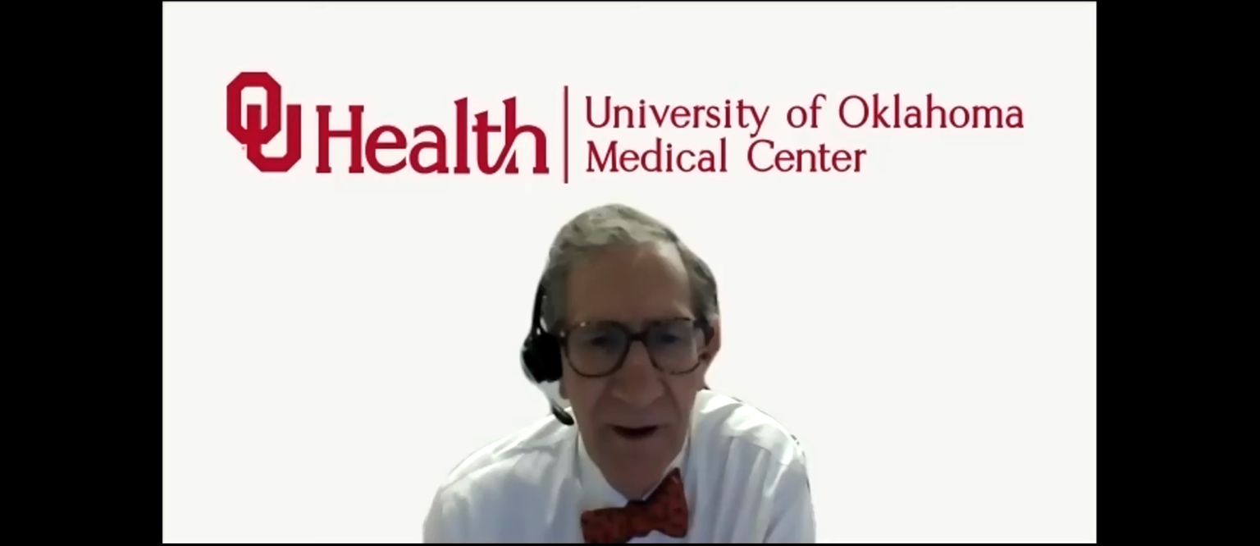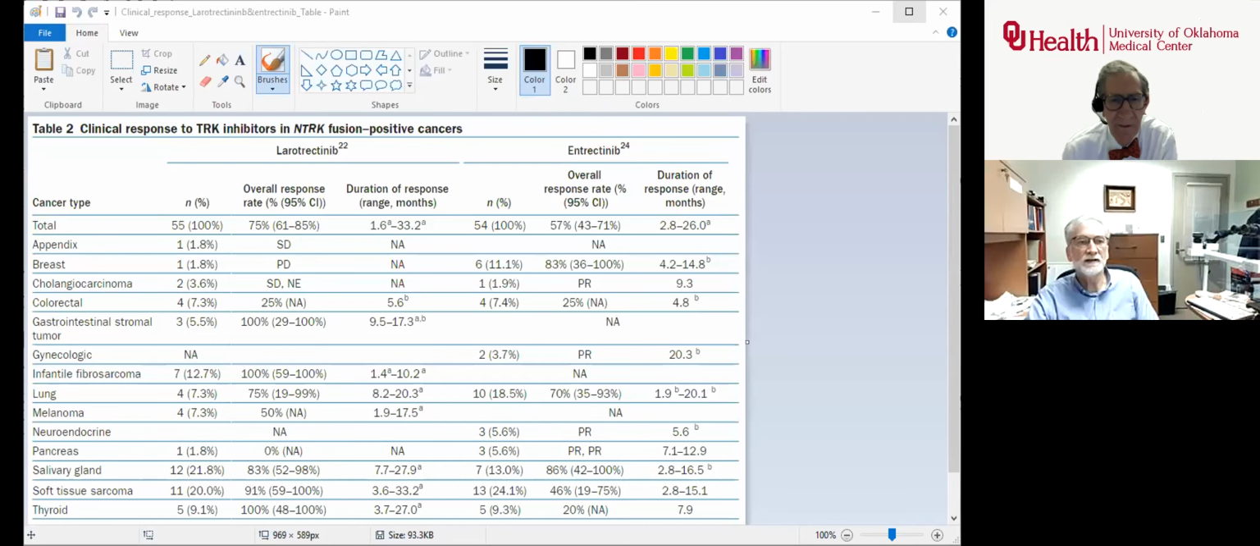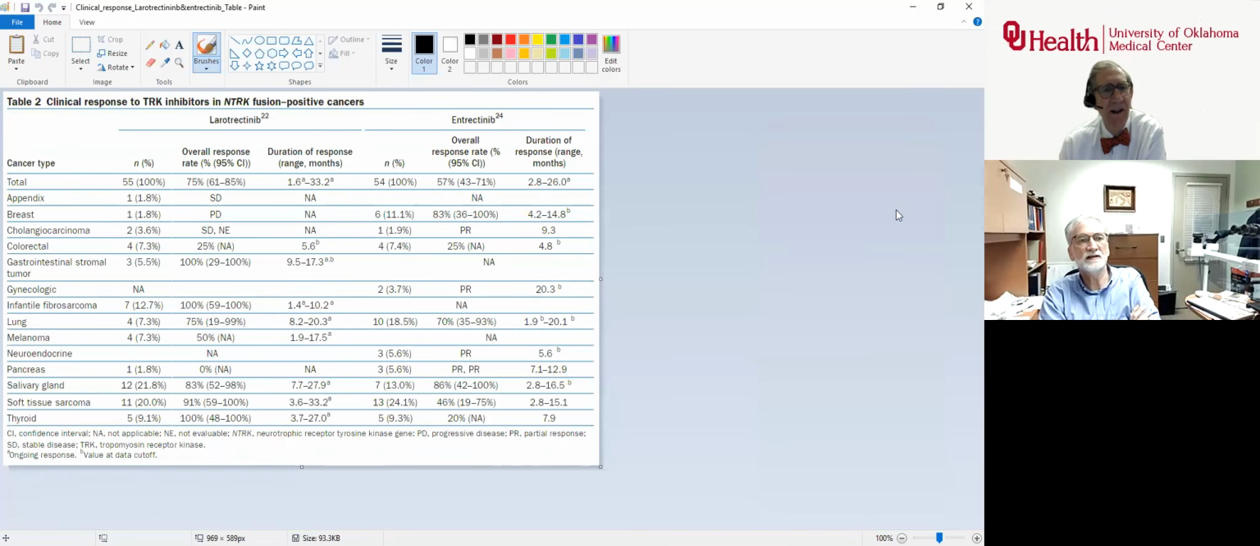Let me try to pull some of my data here. All right, let me share a screen again. So sharing this screen here, we see clinical responses to TRK inhibitors in NTRK fusion positive cancers. It does not answer your question directly, whether specific gene fusions bring more or less response.